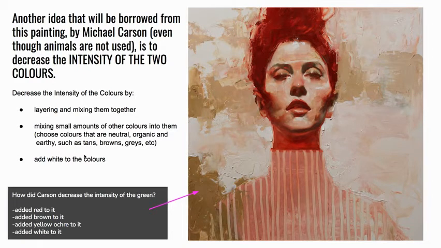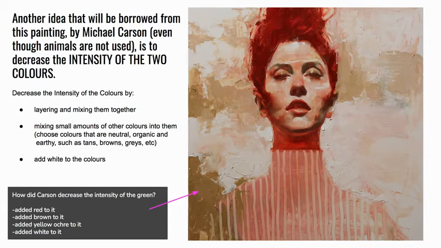When we work with complementary colors, it works really well because one of the best ways to desaturate a color is to mix in its complement. So in this painting, it's likely that Michael Carson mixed some red into his green before he used this green. And that's how he made it that really low intensity, almost like an olive green color.